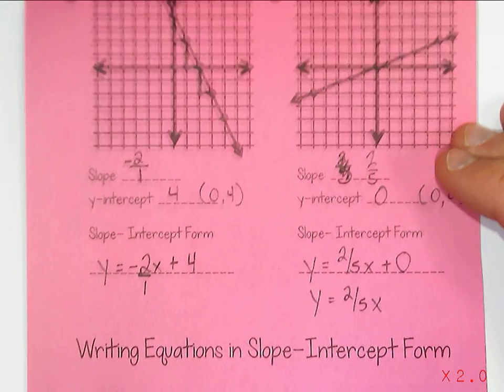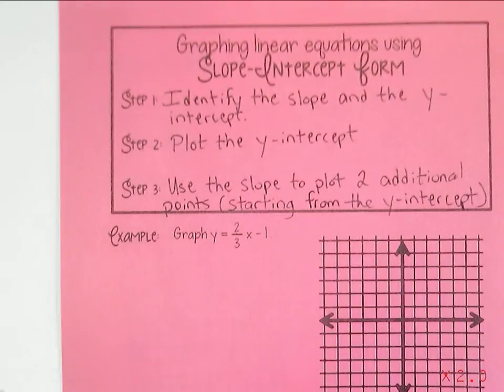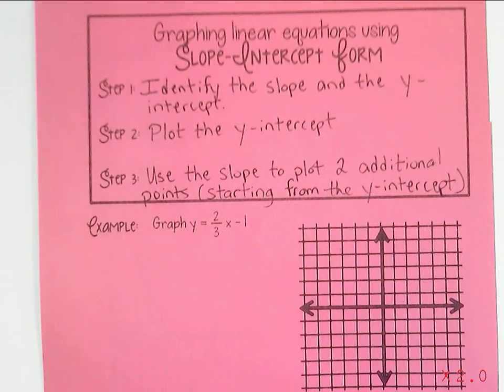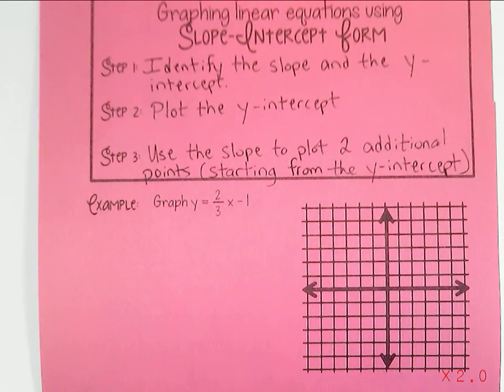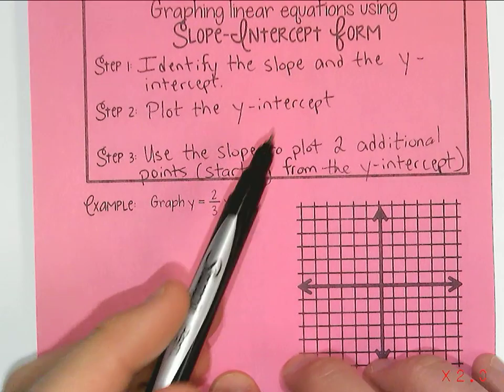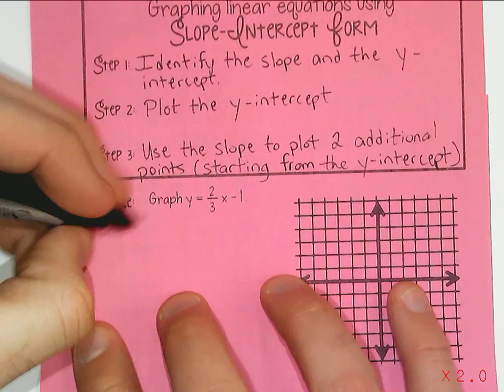So let's take the next step in this process then, and let's talk about graphing linear equations using slope-intercept form. So this process is pretty straightforward, and I'll show you exactly how to do it here. So you have a couple steps that you have to work through whenever doing this. First one is going to be to identify the slope and y-intercept. So looking at our equation, let's go ahead and do that.